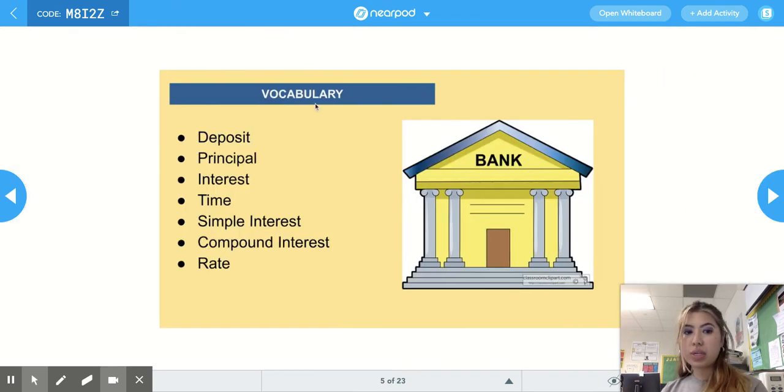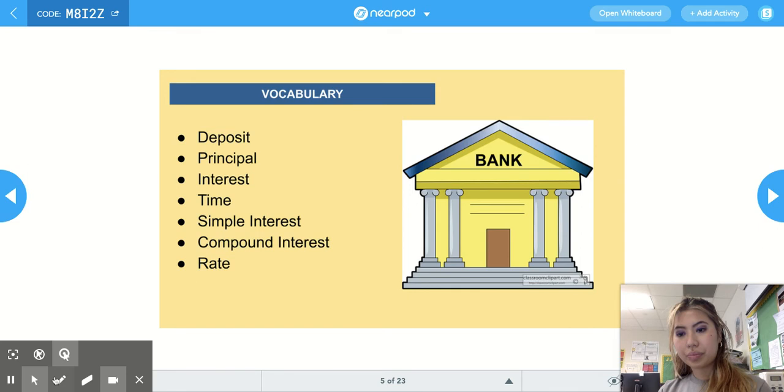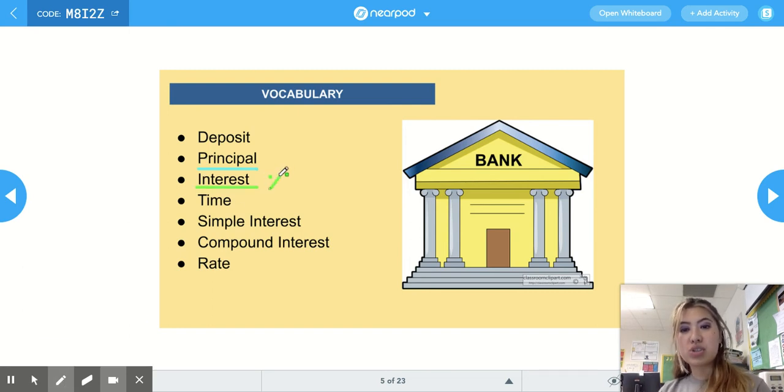Some vocabulary words for us to go over are the words deposit, principal, interest, time, simple interest, compound interest, and rate. So deposit means, in this case, we're going to put in money. Principal is the starting value or the amount, the initial amount. Interest is usually expressed in a percentage, so usually interest rate is combined.